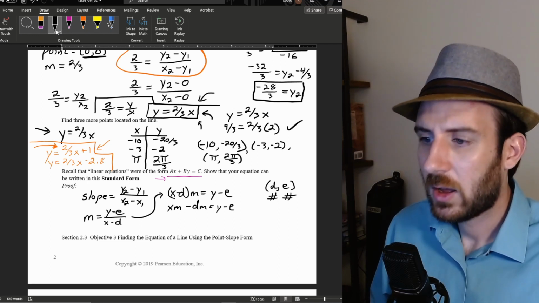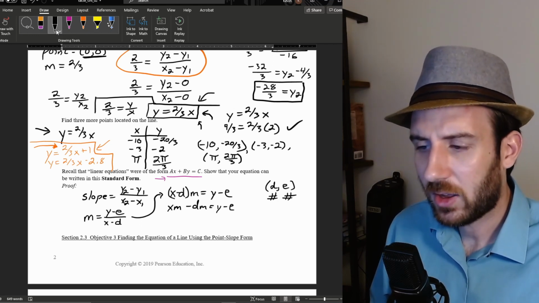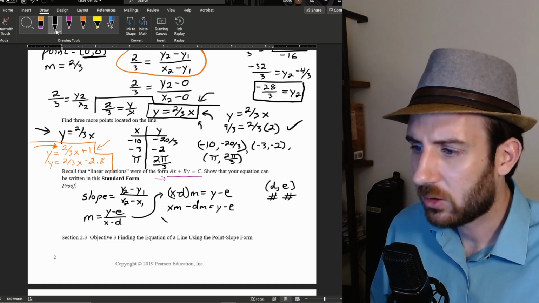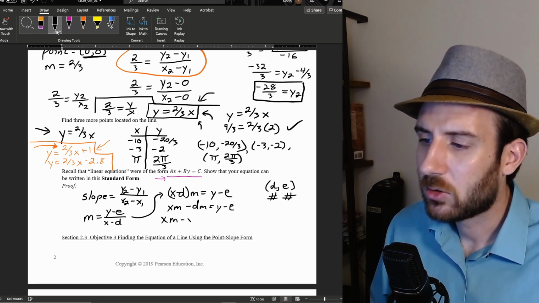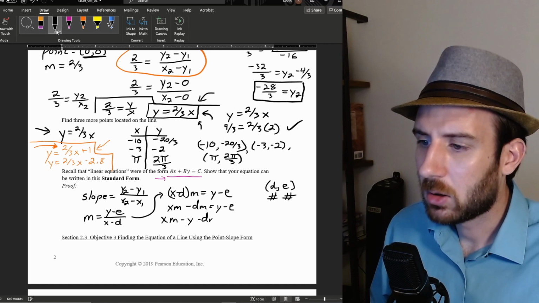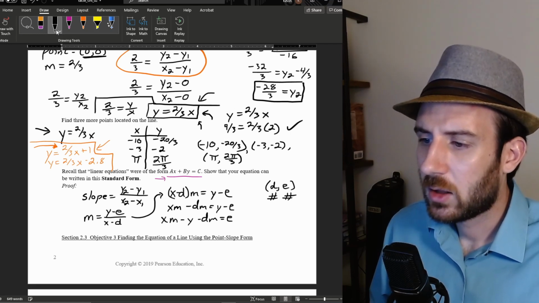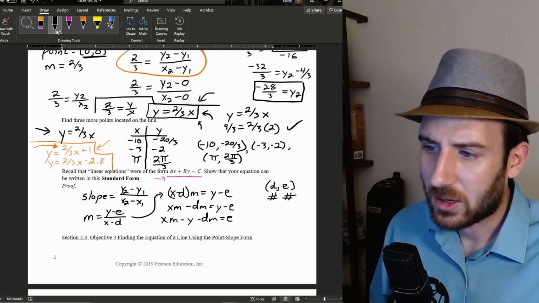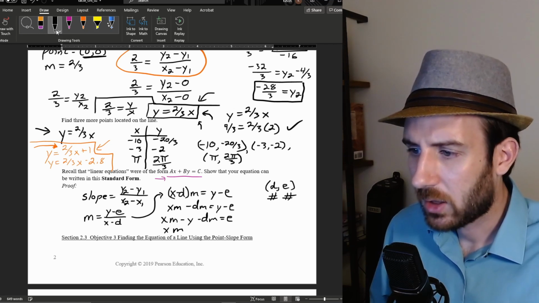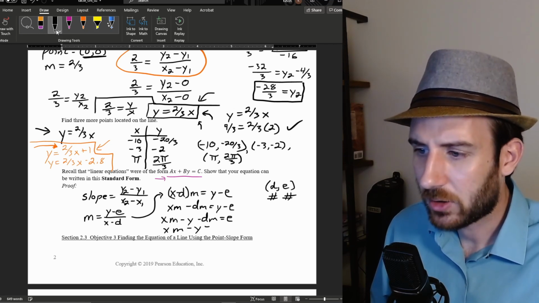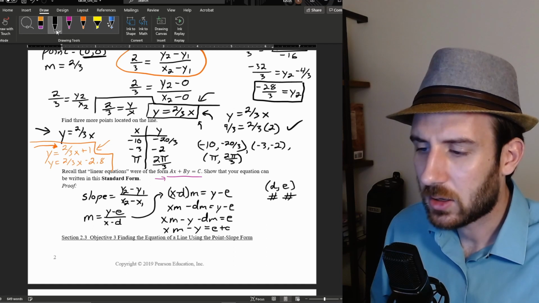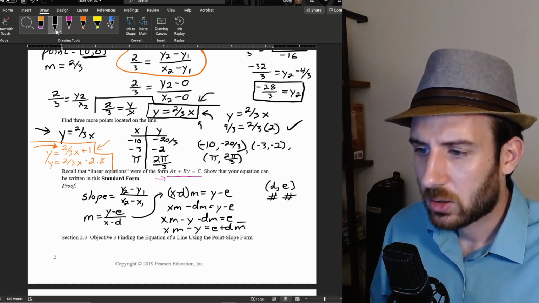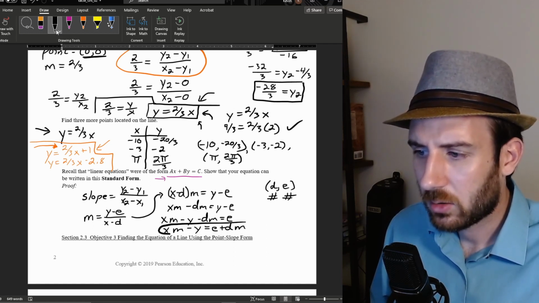That's working fine. I could get all my y's and x's on the left-hand side. That'd be if I subtracted y from both sides. That'd be xm minus y minus dm equals e. And then let's see, I could get that dm onto the other side. I'm just playing. xm minus y, I could add dm to both sides, and that would give me e plus dm. And would you take a look at this? I think we've gotten there.